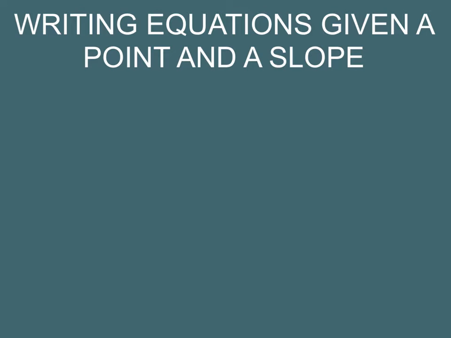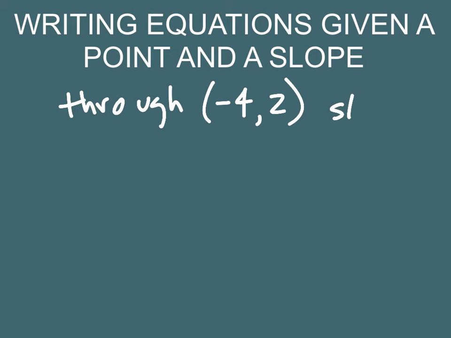The next thing I want to do is write equations given a point and a slope. So let's say that I've got a point that travels through, let's say, -4, 2 with a slope of 1/2. Okay? Now, we can do this a couple different ways.